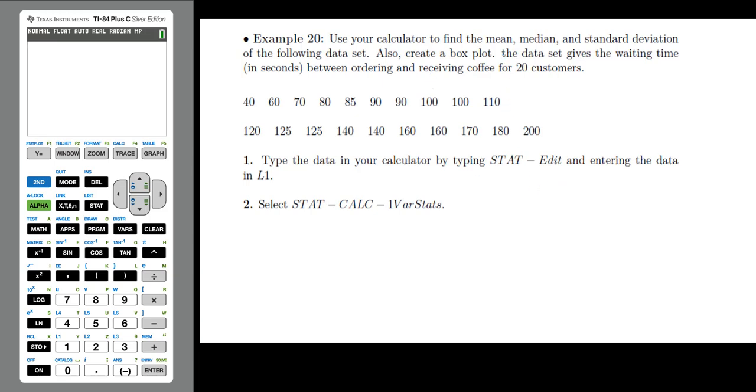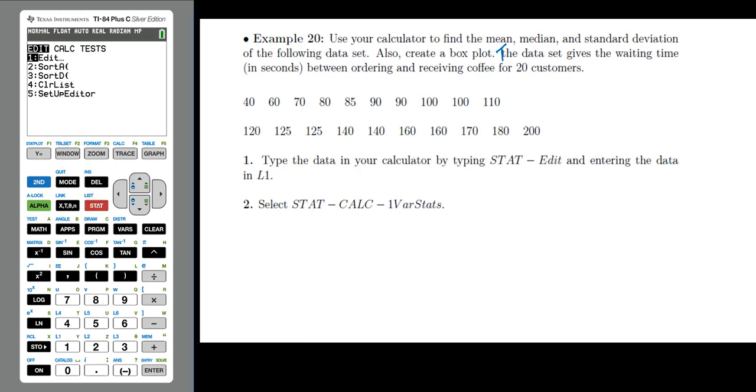The data set, and I guess I should have a capital T here, right? The data set gives the waiting time in seconds between ordering and receiving coffee for 20 customers. All right, so big data set here. I'm not interested in applying that formula on the previous page to all those numbers. So in our calculator, what we'll do is first go find the stat button. And the stat button is right next to these arrows here.